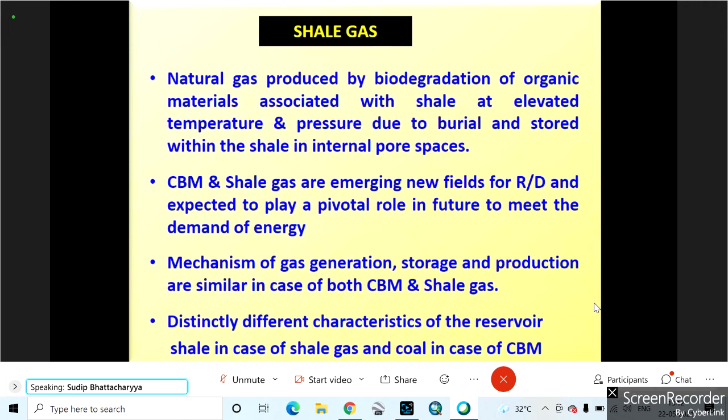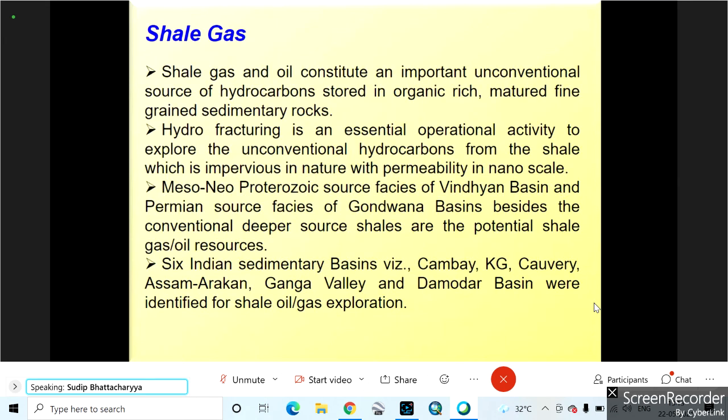Just you see that all these R&D activities are going on. Not only that, the industrial use of shale gas and CBM gas are also in vogue. So all these shales, starting from your Vindhyan, as I was telling earlier in the morning, in the Vindhyan basin there is some potentiality not there. But I told you that with the carbonate sediment there is some black shale. So now people are going after that, whether that black shale can be fractured for the shale gas or not.